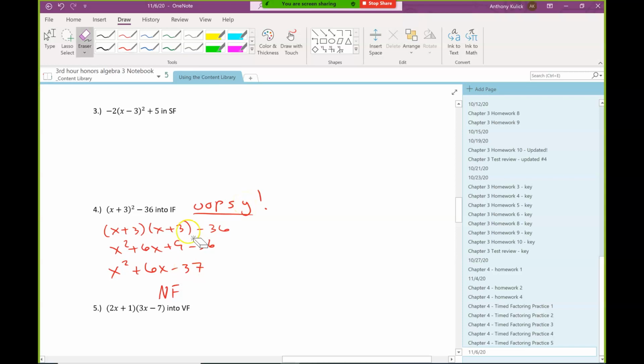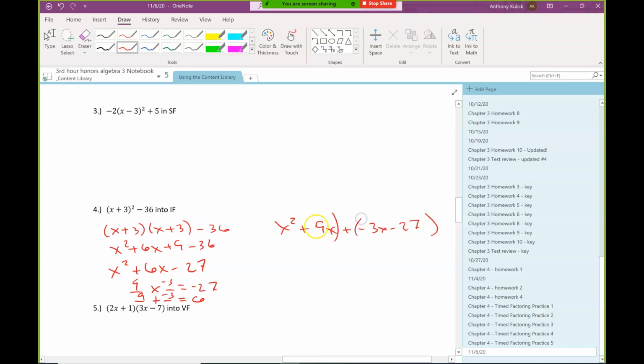Oh, sorry. No, it's not. 36 minus 9 is not -37. It's -27. Goodness gracious. My goodness. I am not on my game day. So, multiplies to give me -27, adds to give me 6. That's about 9 and -3, and then everything is fine.